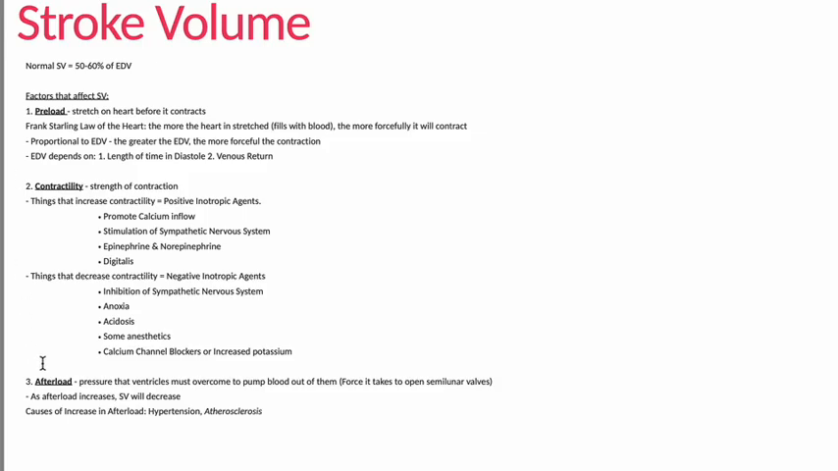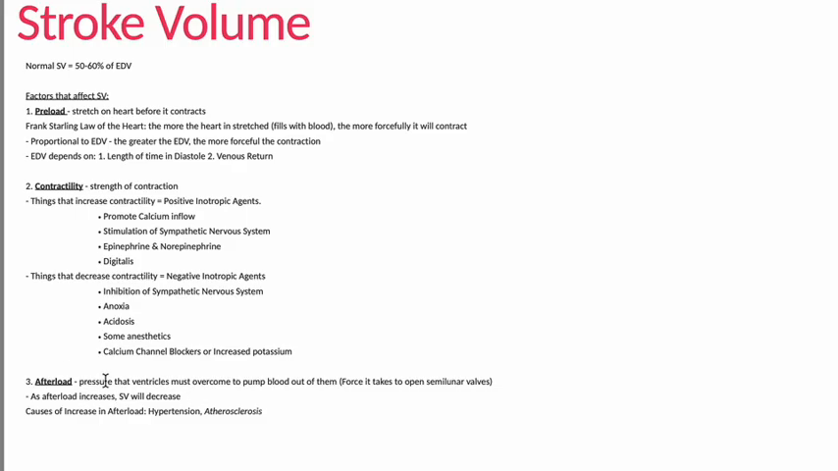And our last factor that affects stroke volume is going to be afterload. Afterload is the pressure that the ventricles have to overcome to pump blood out to the body. So what force is it going to take to open that semilunar valve up? As afterload increases, stroke volume is going to decrease. So the harder it is for your heart to pump against that resistance, it's not going to be able to get as much blood out, right?